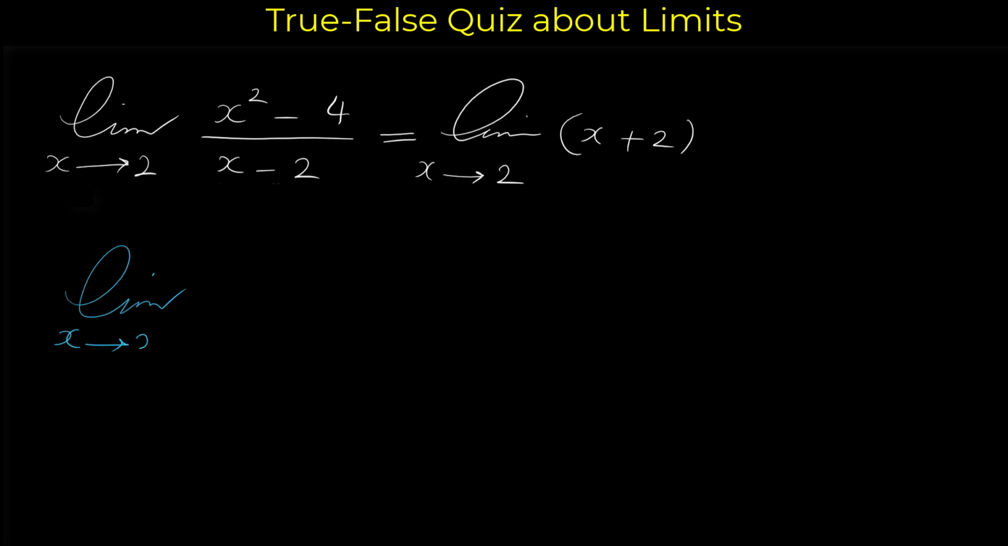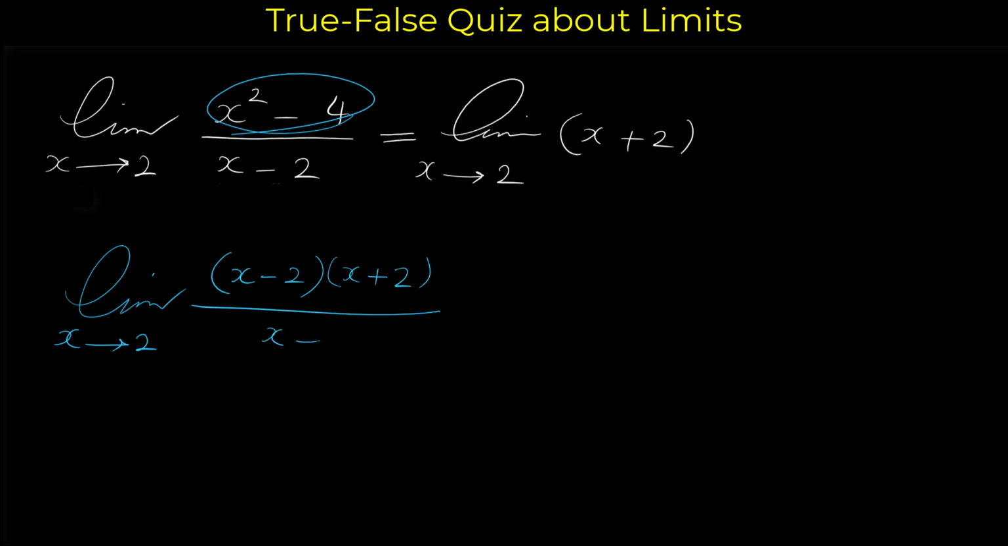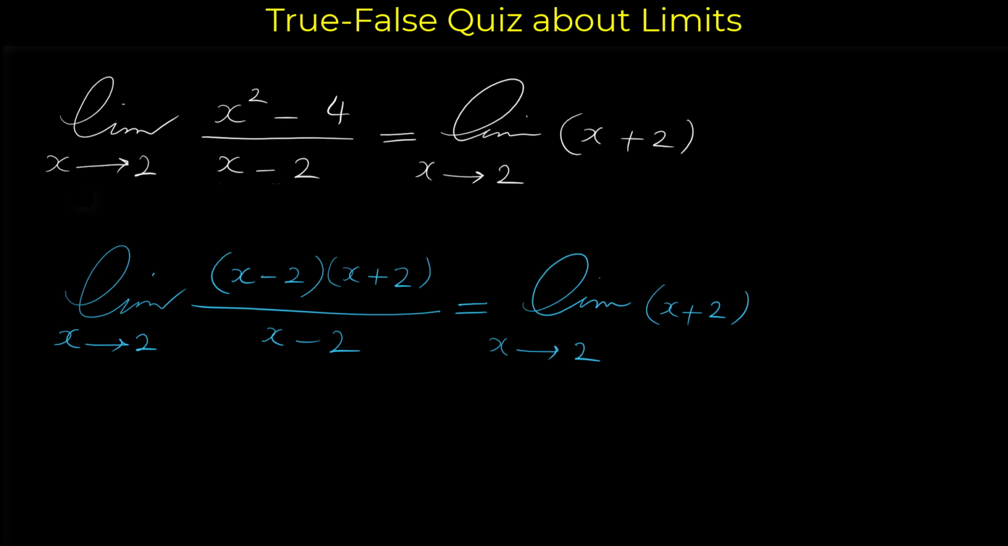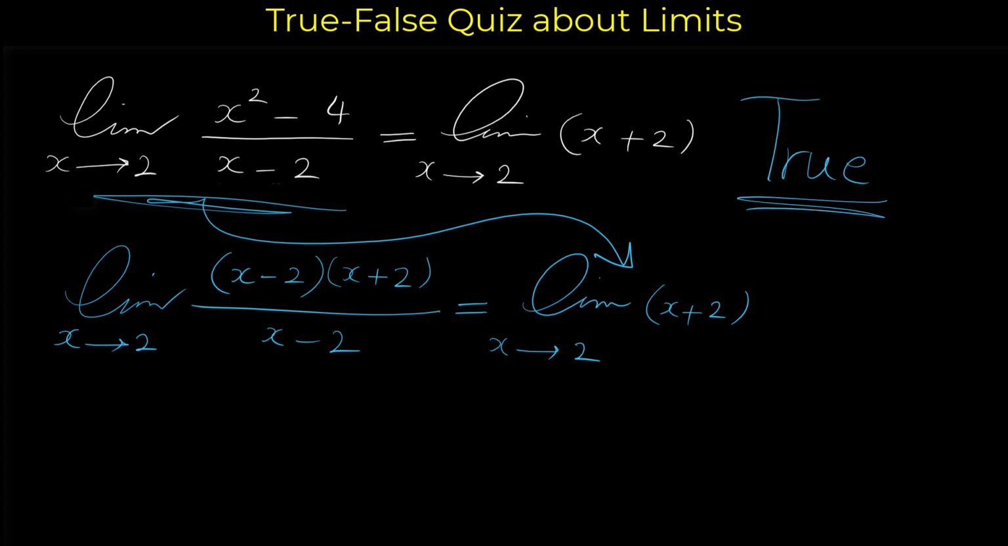Similar to the previous question, we can write x squared minus 4 as x minus 2 times x plus 2 over x minus 2. Now if we cancel x minus 2 from the top and the bottom, this limit equals the limit of x plus 2 as x approaches 2. And so this limit is equal to this limit, and this statement is completely true.